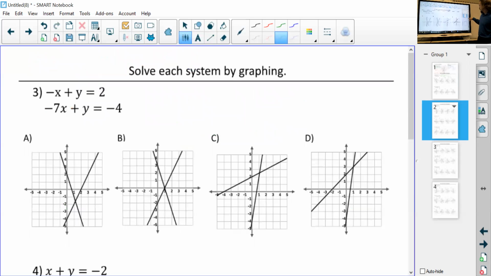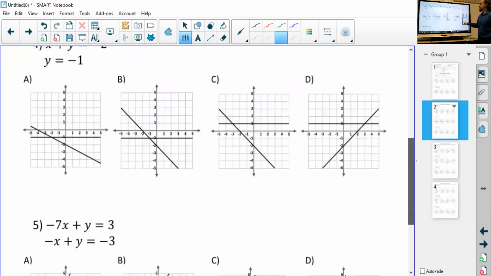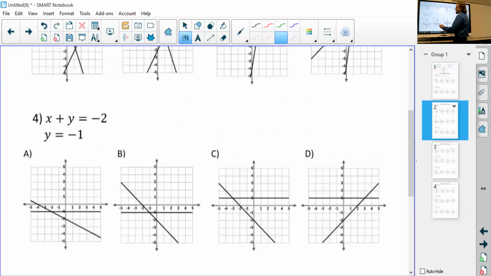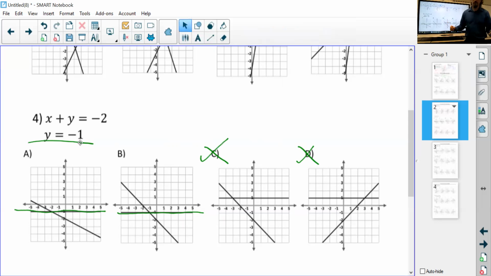And just as a reminder, oh, here it is. If you see y equals negative 1, remember that's a horizontal line where the y value is always negative 1. So just by looking at that, I know it's not these 2 answers here. Okay, so practice graphing. I'll come back if you need some help.